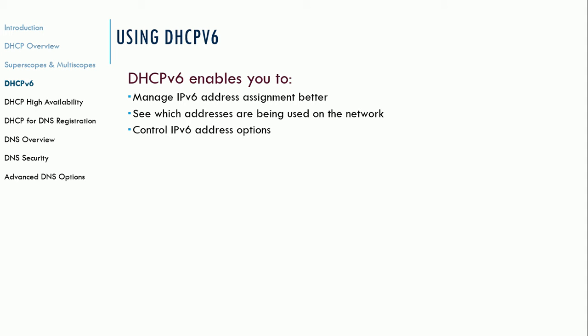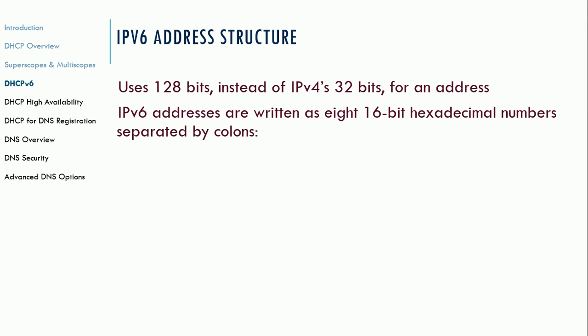DHCPv6 in Windows allows you to manage IPv6 addresses. You can see which addresses are being used on the network, just like you can with IPv4 in the user interface. And you can control the IPv6 address options as well. So an IPv6 address is not all that different from an IPv4.